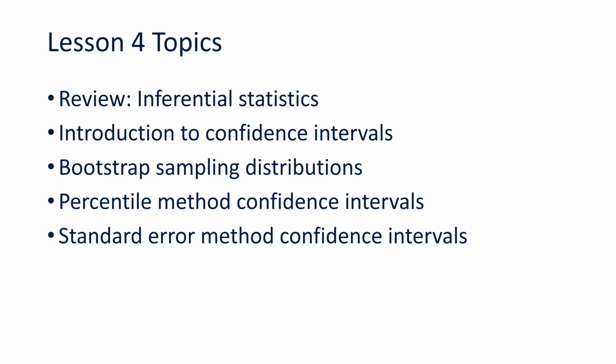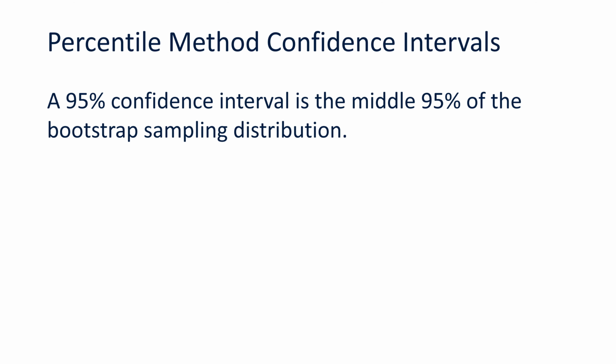Going back to our list of topics, we just constructed Bootstrap sampling distributions. The next 2 points deal with using the percentile method to construct confidence intervals and using the standard error method to construct confidence intervals. The percentile method constructs confidence intervals by finding the middle of the Bootstrap sampling distribution. The most common confidence level is 95%. A 95% confidence interval is the middle 95% of the Bootstrap sampling distribution.